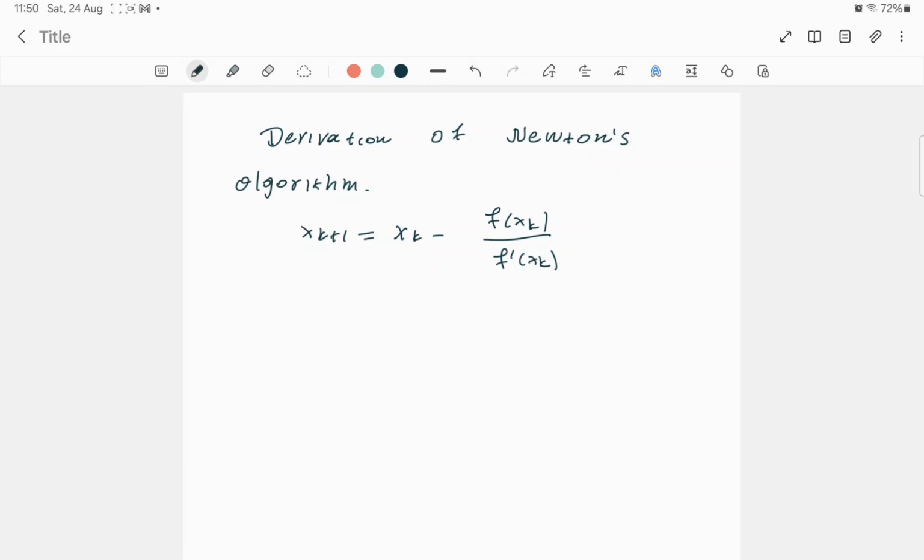In this video we focus on how to derive Newton's algorithm. Newton's algorithm is an efficient way to find roots of equations by doing particular kinds of approximations. So you have that xk plus 1, the next approximation of the root, is equal to the previous one minus the quotient of the function evaluated at xk over the derivative of the function evaluated at xk.